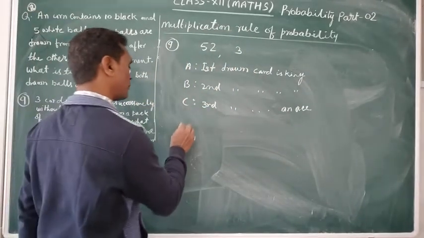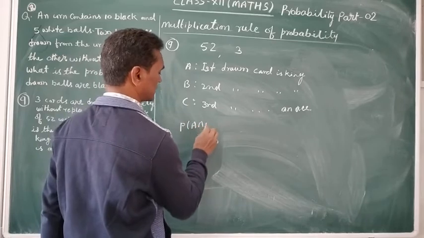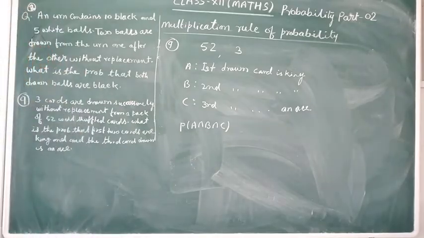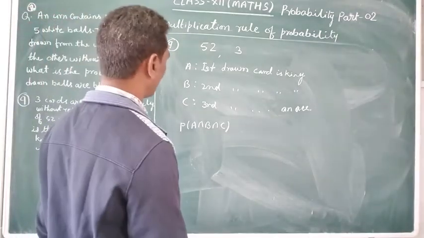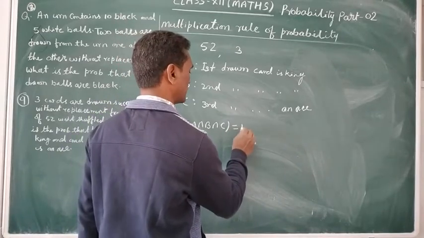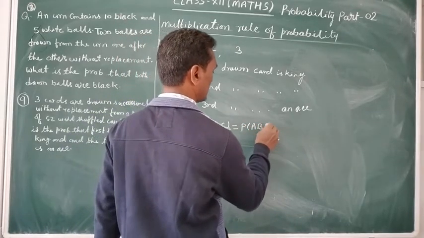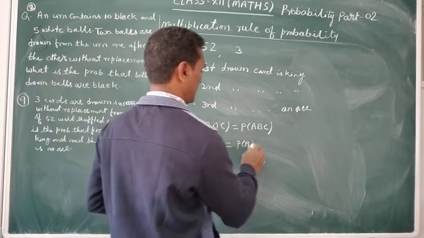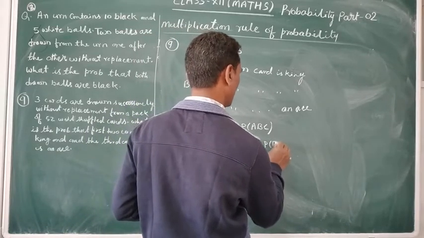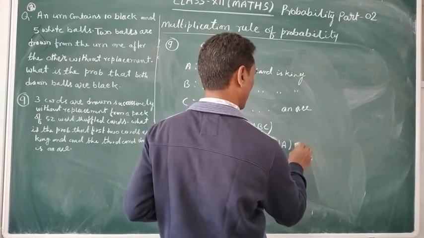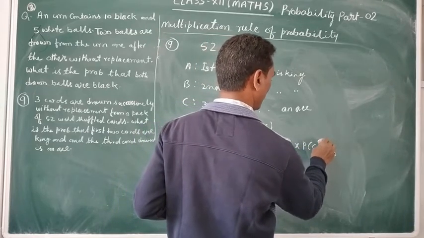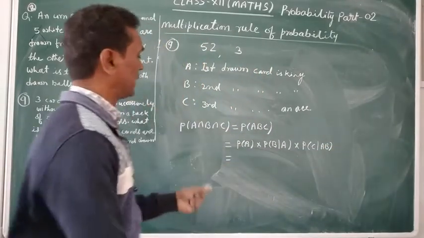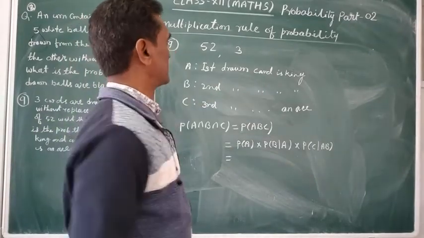So we have to find the probability of A intersection B intersection C. That is, we will apply the multiplication rule for 3 events. This can be written in this way also: A, B, C. This is equal to probability of A into probability of B when A has already occurred into probability of C when A and B both have already occurred. Now probability of A, that means first drawn ball is king.